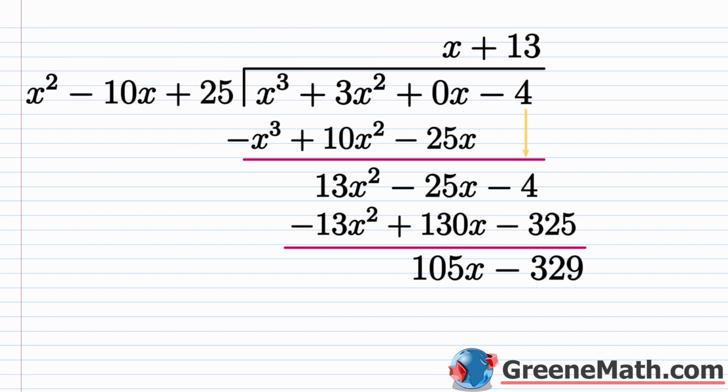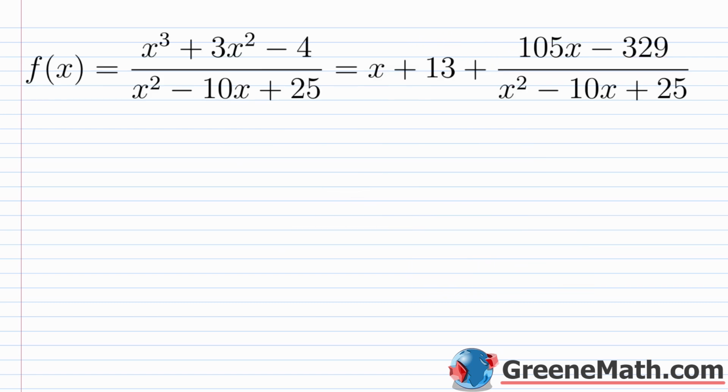So what we're going to do is set up our polynomial long division. Again, this is going to be your numerator: x cubed plus 3x squared plus 0x here because we're missing x to the first power, and then minus 4. This is your denominator: x squared minus 10x plus 25. We know how to do polynomial long division at this point, so I just went ahead and wrote this out. You can pause if you need to use this to check your work. But what you're going to end up with is x plus 13 for your quotient, and your remainder is 105x minus 329.